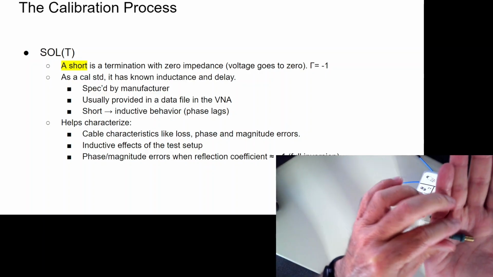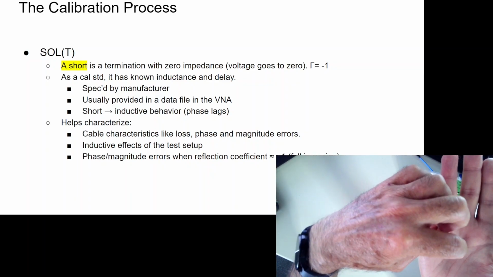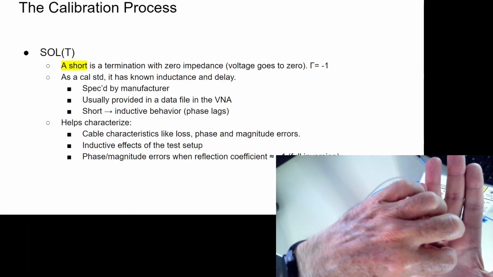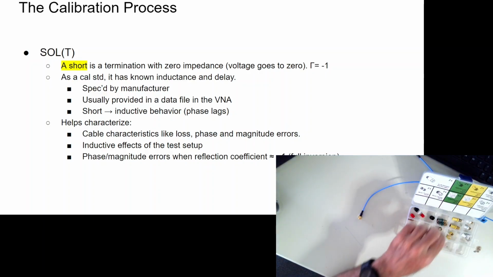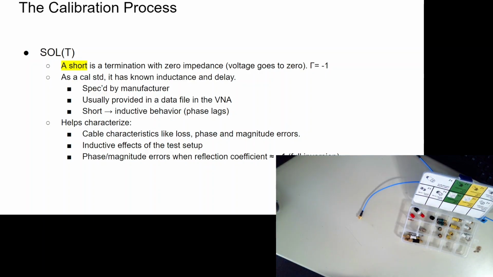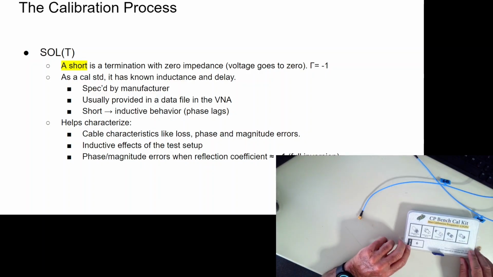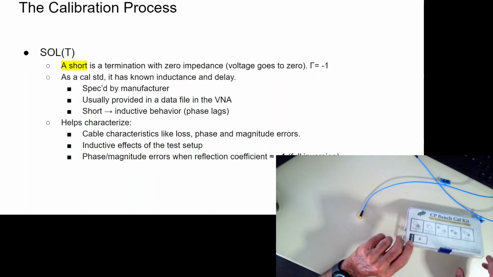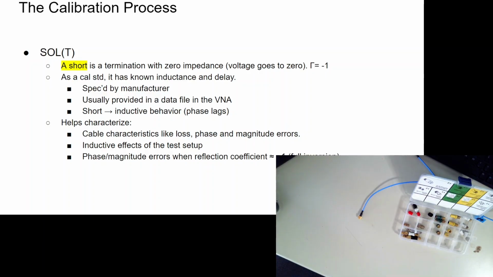If we go back to looking at this, there is a distance where the actual short is versus where the connection is made to this. That contributes delays and phase delays. However, all that information about these distances and delays and inductances are known in a data file that is put in the VNA so that when we select this particular cal kit, it's got a name here, Cal Poly Bench Cal Kit. When we select this particular cal kit, then all these characteristics are known to the VNA, including its inductance. So we have this inductive behavior that gives us phase lags.